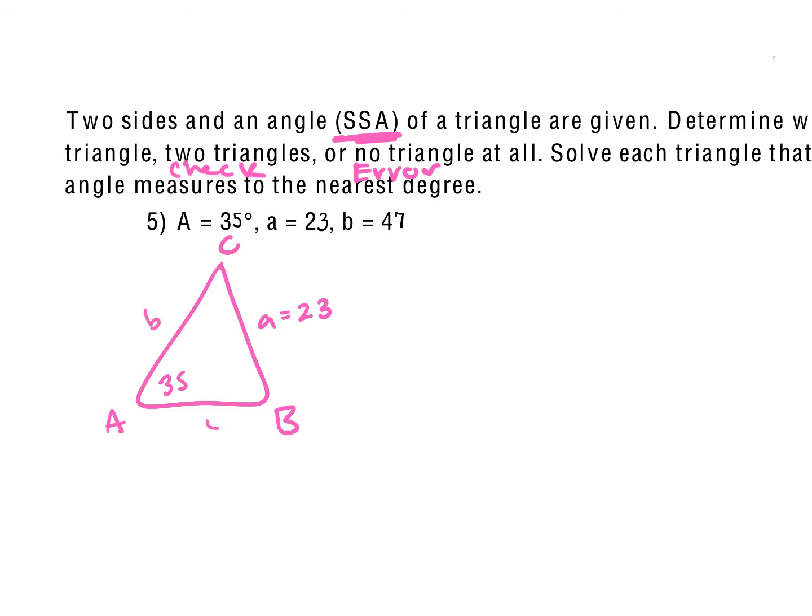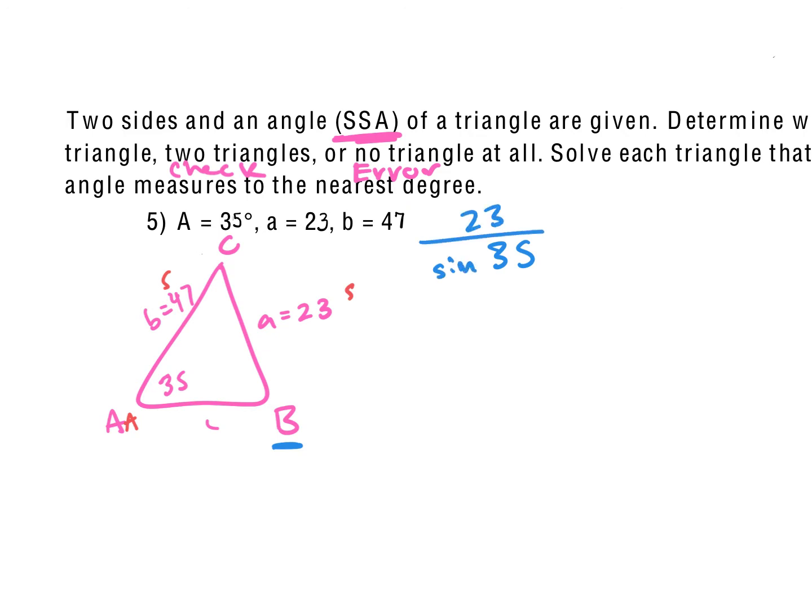So side B is 47. So here I'm given side angle. So I know that I'm going to have to check if I have one triangle, I might have 2. So I'm going to set up my proportion. I have to find B. So I have 35, sine of 35.